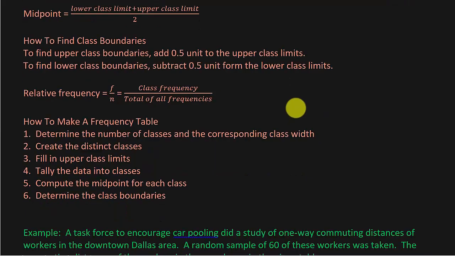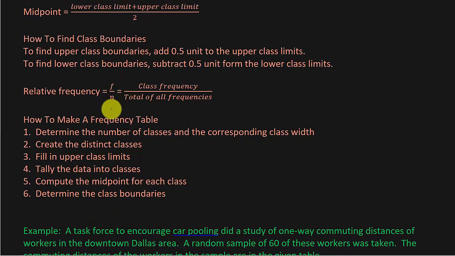And then we have relative frequency. That's F over N, which is the class frequency divided by the total of all frequencies. All right, so now how to make a frequency table.